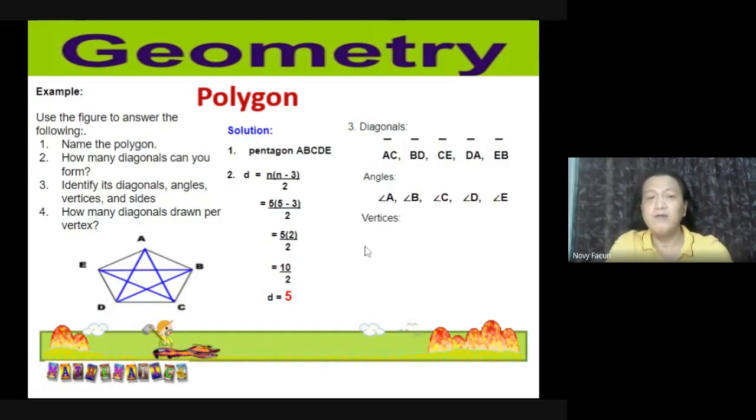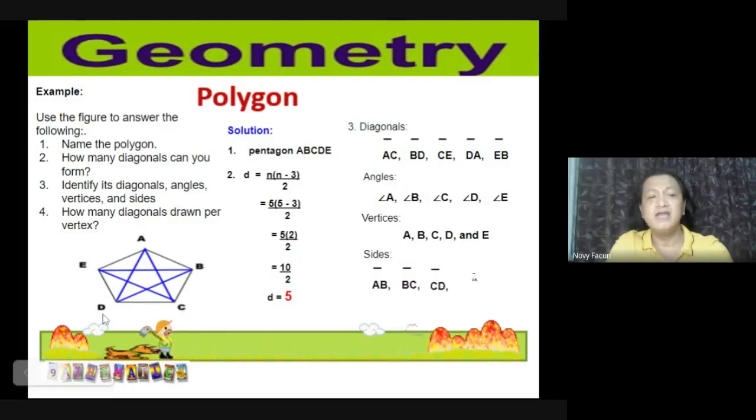Next, we have vertices. So, ang sagot natin dyan, yung kung ano yung angle na sagot mo, i-remove mo lang yung kanyang angle symbol. So, that is point A, B, C, D, E. Ibig sabihin, yan yung vertices mo. Next, we have sides. Ano naman yung pangalan ng sides natin? So, we have segment AB, segment BC, then segment CD, DE, and segment EA. Yan yung mga name ng sides natin sa polygon.